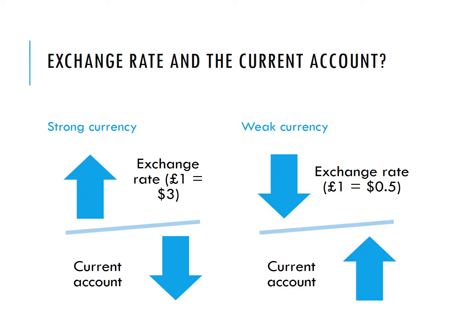The flip side is a weak currency. For example, here, if a pound was only worth half a dollar, it has low purchasing power, then that's going to make imports less attractive, but the flip side is it makes the country's exports more attractive abroad. So more exports and fewer imports would lead to a current account surplus. So there is an inverse relationship between the strength of the exchange rate and what we'd expect to be happening to an economy's current account position.